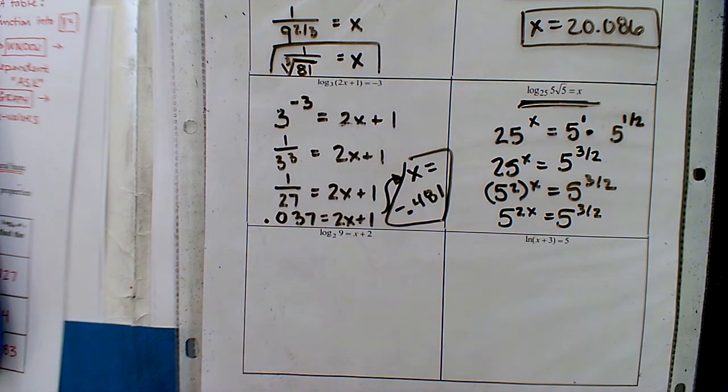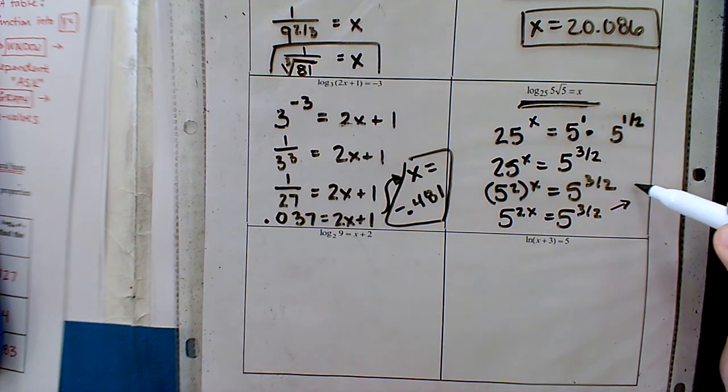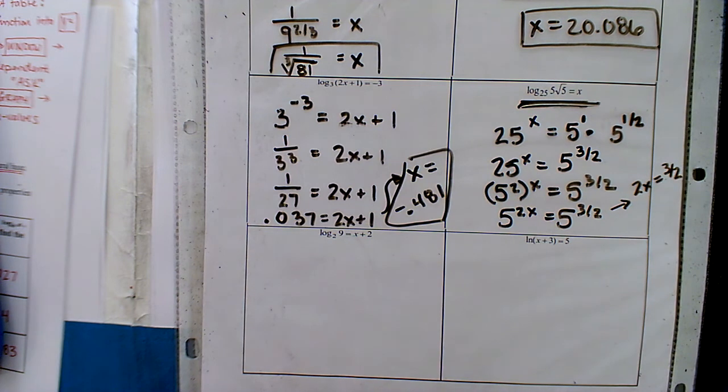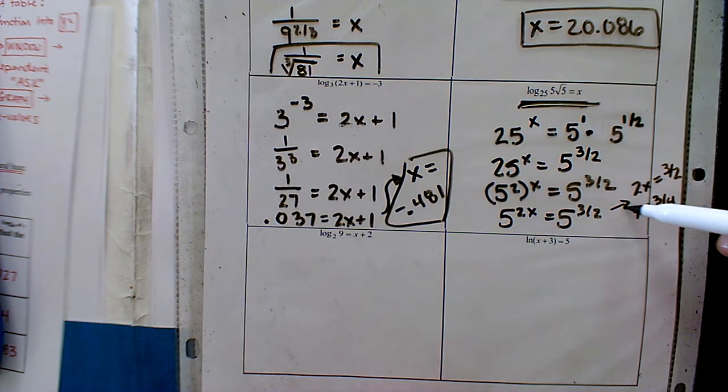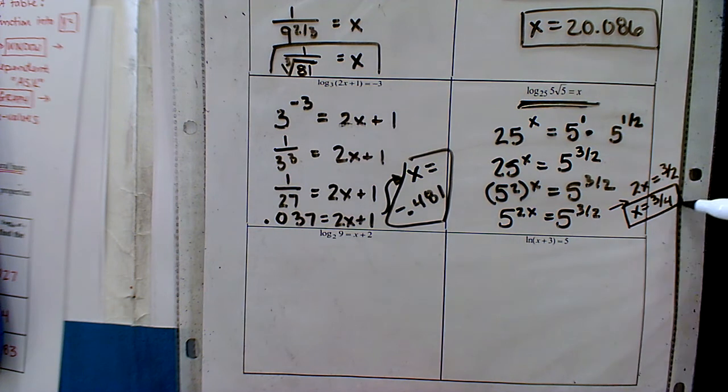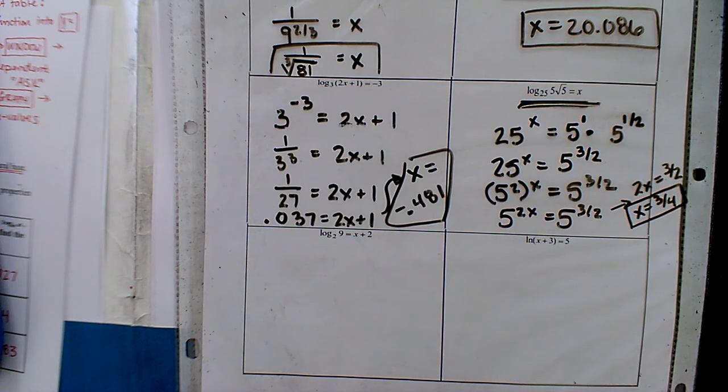Now that we have the same base on both sides, we can just go ahead and set equal the powers, because we want those to be the same as well. The left side and the right side have to be equal. So if I take 1.5 divided by 2, that's going to give me 3/4. Okay, if you have $1.50 and cut it in half, you'll have 75 cents each. There we go.